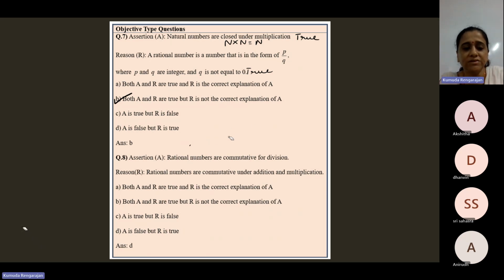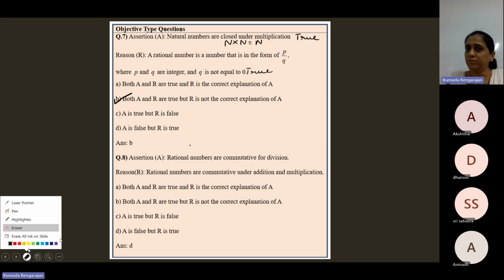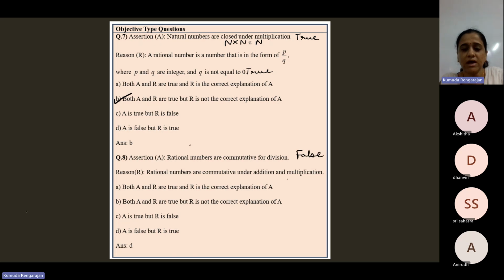The reason statement is rational numbers are commutative under addition and multiplication. Yes, they are. A plus B is equal to B plus A. A into B is equal to B into A. So this is false and this is true. A is false, R is true. This is the correct option.